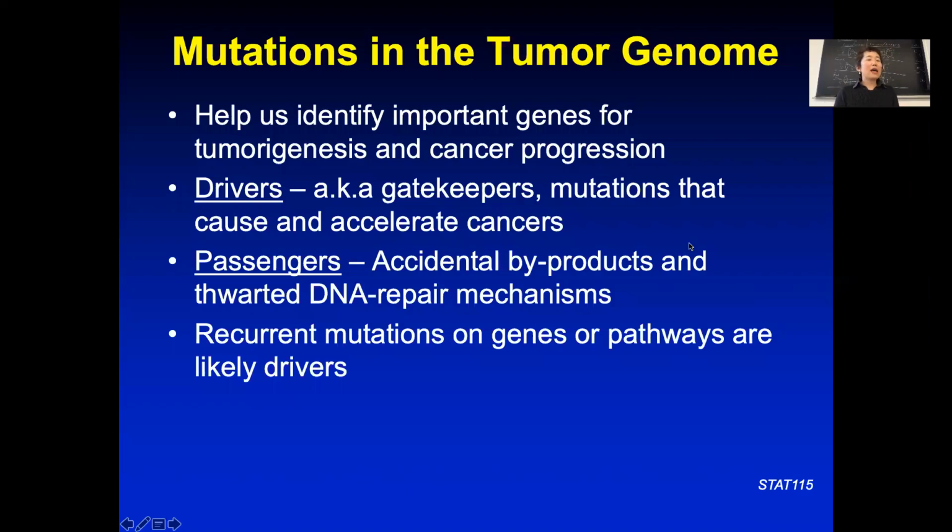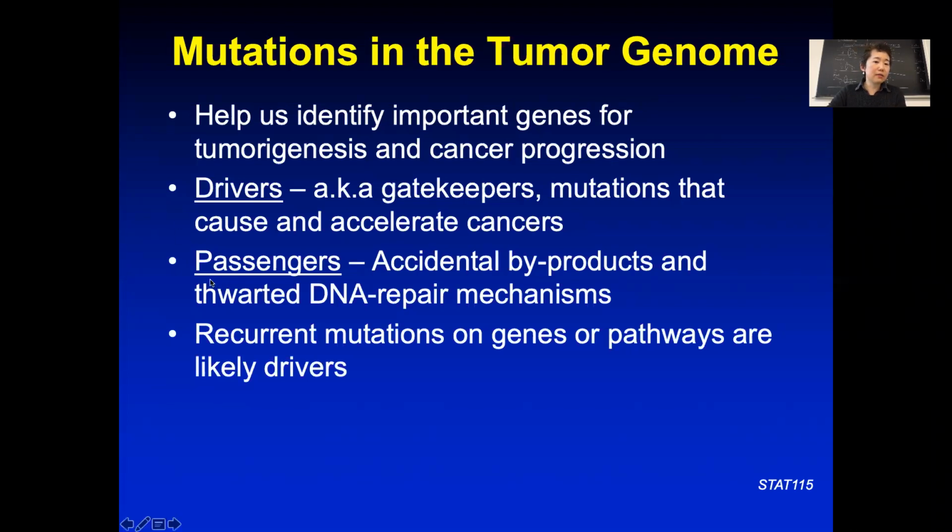Okay, so in the last lecture, which I guess you will watch on your own, we talked about mutations. Exome sequencing is very important. It can help us identify important genes for tumorigenesis and cancer progression. And in that lecture, we talked about how some genes can be drivers. Those mutations really drive or cause the cancer and accelerate it.